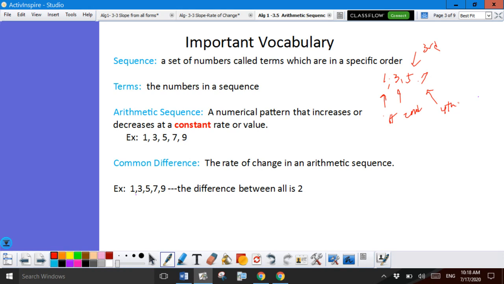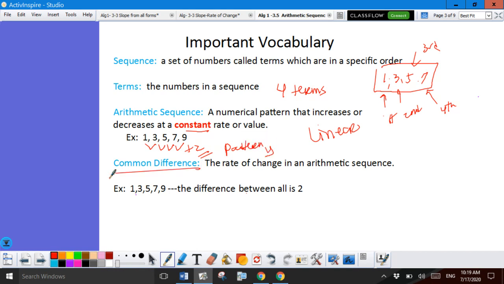Terms are the number of terms in a sequence. So, for example, this one, 1, 2, 3, 4, has 4 terms. Now, an arithmetic sequence is a linear pattern, which means it is going to increase or decrease at a constant rate. So if I look at this, it is plus 2 the entire way. And that number is really important because that pattern, the pattern of the y, is the common difference.